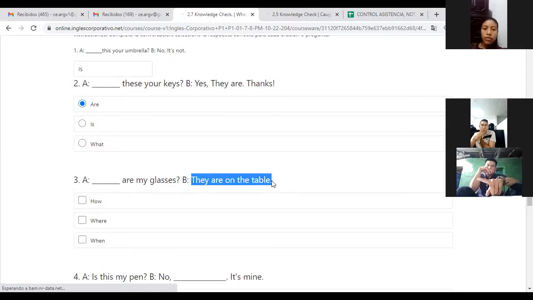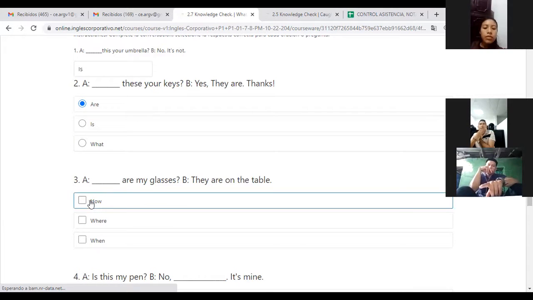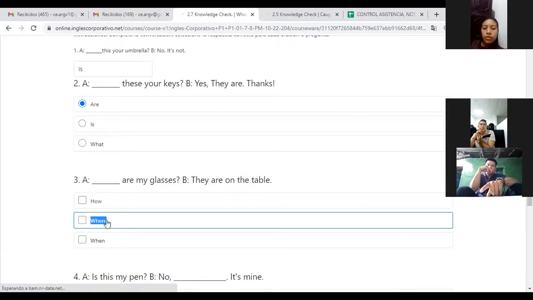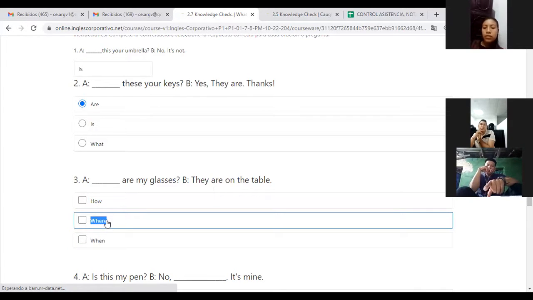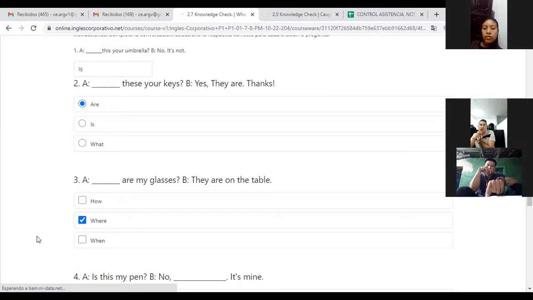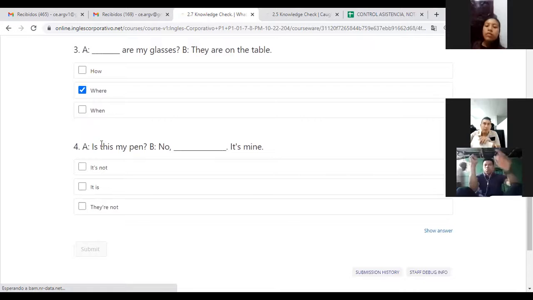Where are my glasses? Me está dando ¿dónde están? Lugar exacto. They are on the table. Quiero preguntar cómo, a dónde o cuándo. Where? They are on the table.